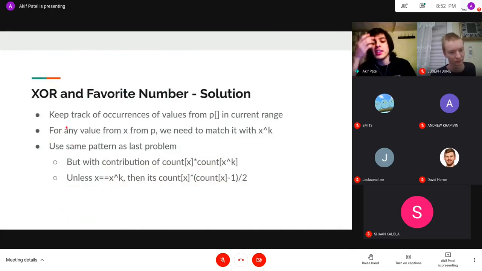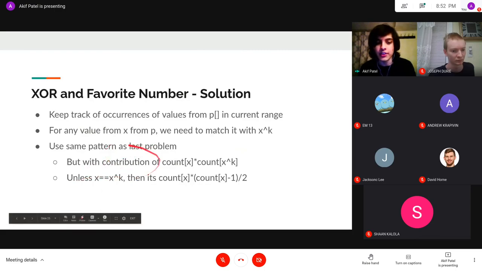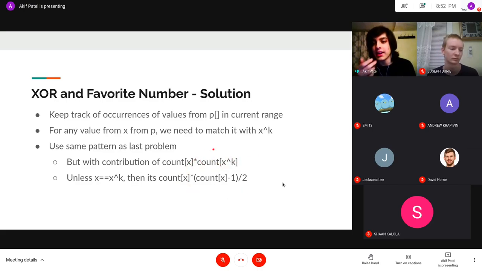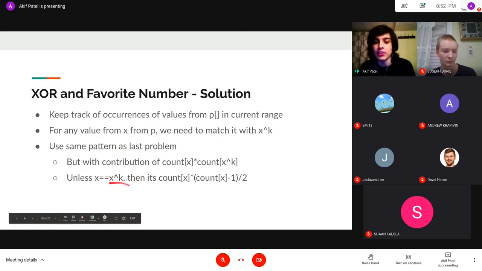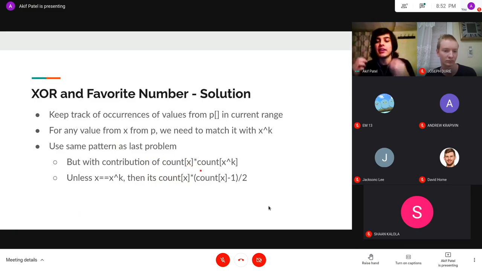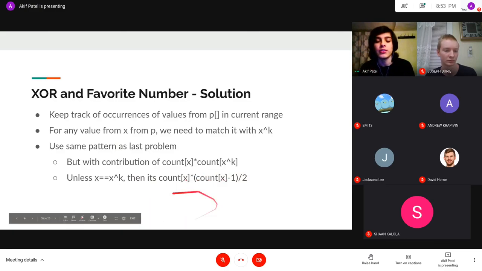Yeah. So all we have to do is keep track of the counts of how many times each p value appears in the current Mo's range. Right. So then for any value of x from p, all we need to do is match it with x XOR k. So we can use the exact same pattern that I mentioned from the last problem. The difference here is the formulas are just different. So the contribution here, as opposed to being like k sub s squared or whatever, is just the amount of times x shows up in the current range times the amount of times x XOR k shows up in the current range. One caveat here is that if x XOR k equals x, so this happens when k is 0, then you have to sort of pick from the same bucket, right? So you can't do count x times count x, because that's not correct. Since you're picking from the same bucket, it's count x choose 2. So it's this formula. Make sense?